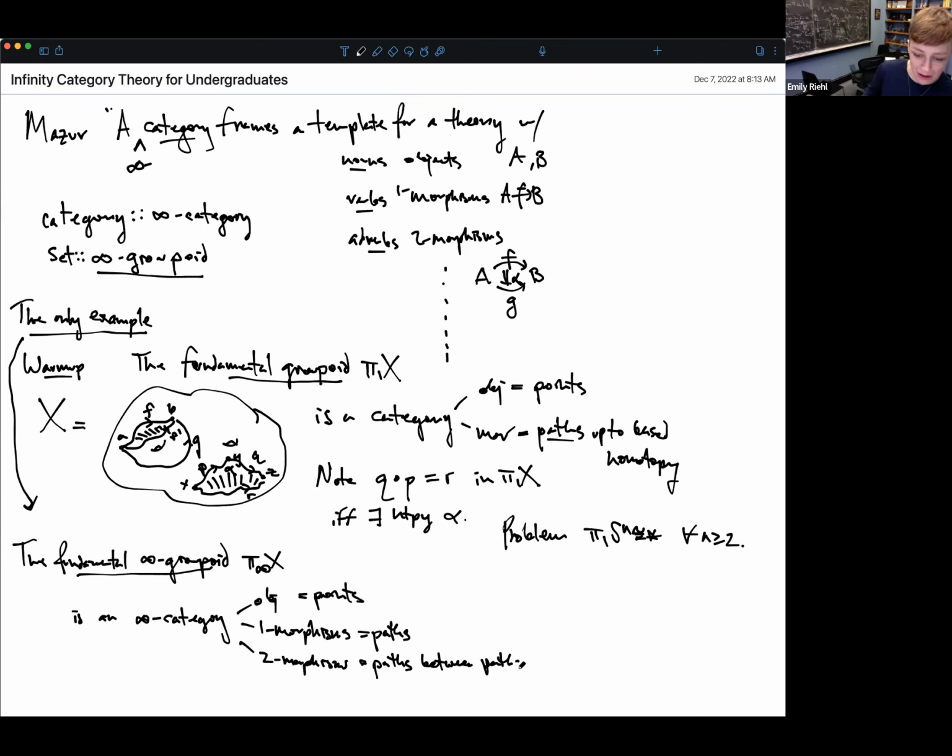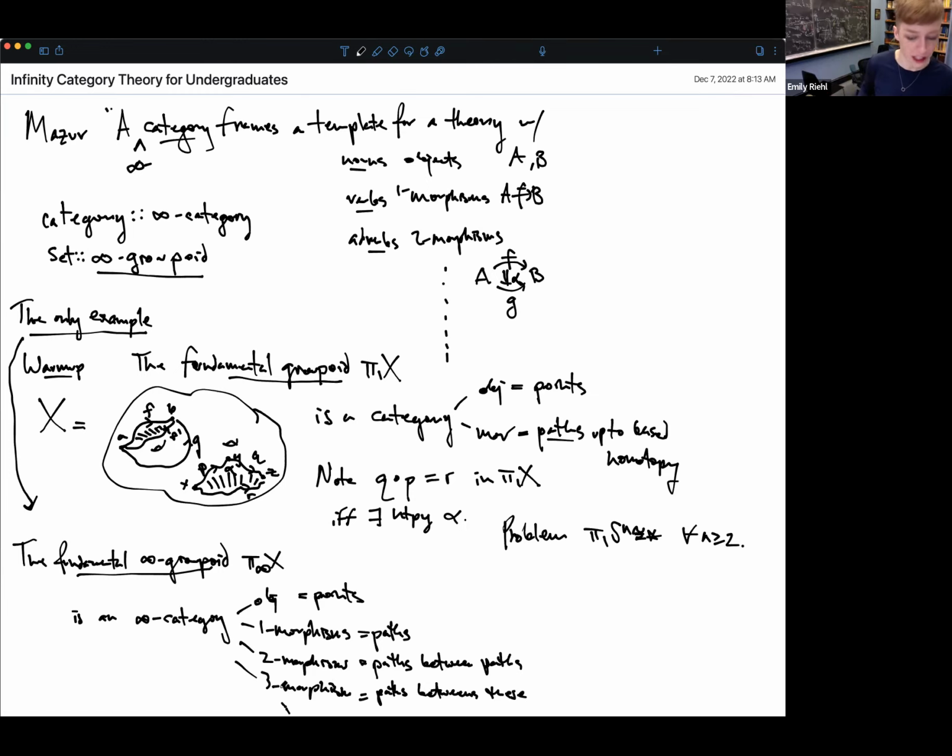The reason I'm expressing them this way is that now it's clear that these things can iterate. So we could have a path between a path between a path. That's a mapping from a 3-dimensional space into our space, paths between these, etc. And this continues all the way up. So there's a sense in which the fundamental infinity groupoid very naturally encodes the path algebra of the space, and that is just the data of all the points, the paths, and then all of the higher paths.